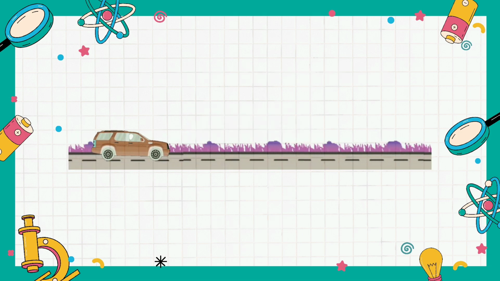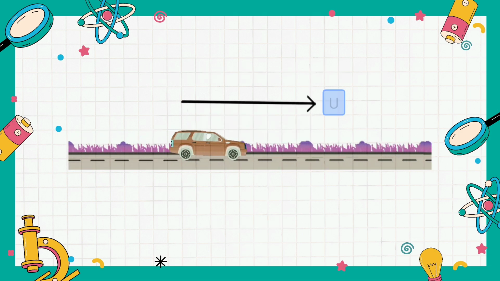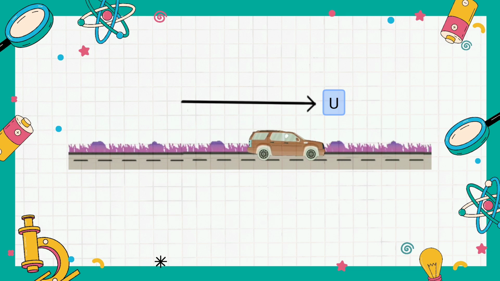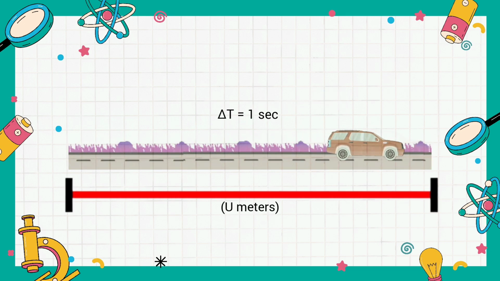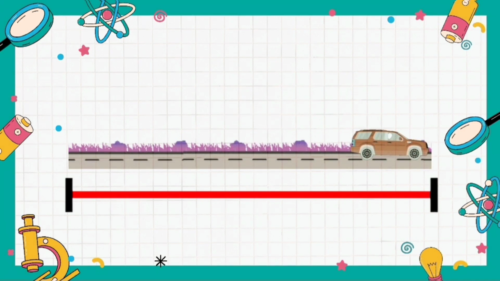Let us take a car moving with a uniform velocity u. This means that the car will travel a displacement of u meters in 1 second. Why? Well, velocity by definition is the rate of change of displacement with respect to time, which means that we take the ratio of the total displacement and total time taken to find the velocity of an object.